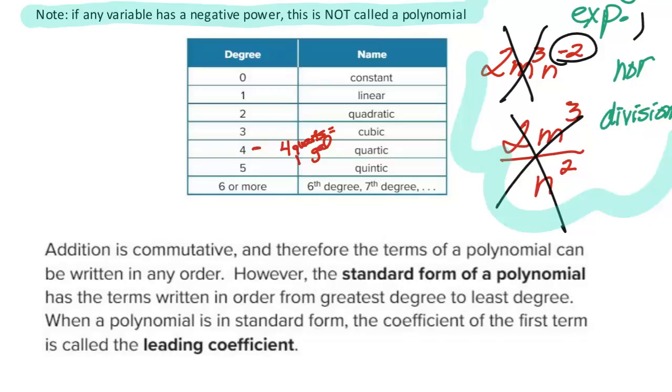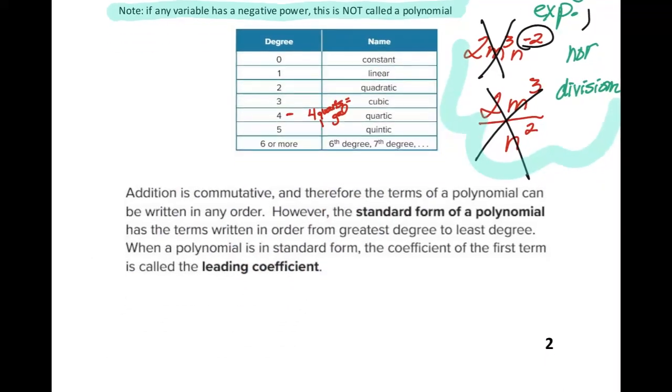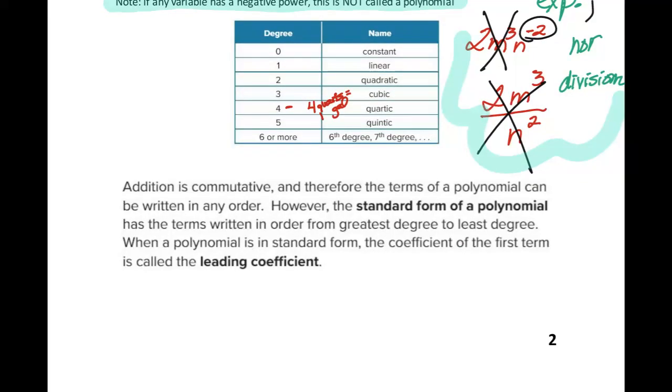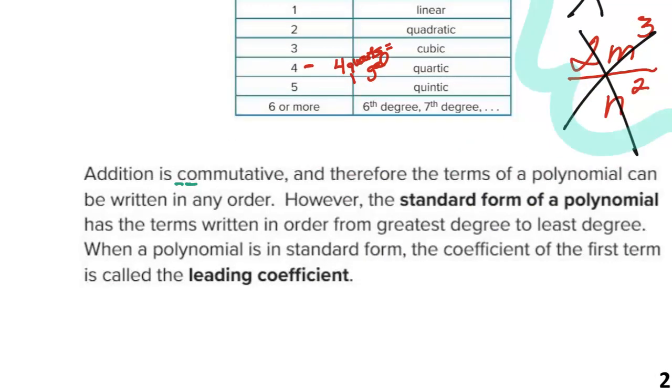Looking down at the bottom, addition is commutative. Have you ever heard of that term? Do you remember what it means? If you remember the CO, addition means you can change the order of adding without changing the problem. So 5 plus 4 being equal to 4 plus 5, we say that addition is commutative. You'll get the same answer whether you put it in a different place.